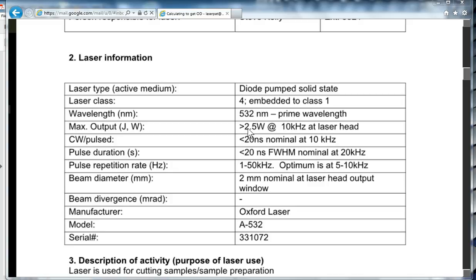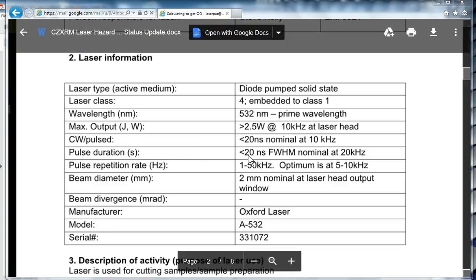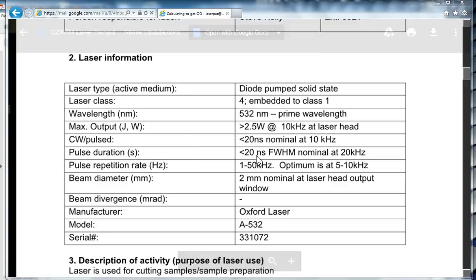So 2.5 watts will be fine to use, and this is at 10 kilohertz. Pulse duration is less than 20 nanoseconds. We'll want to take a look at that and see if we want to use 20, less than, or does it matter. Also, the optimum frequency to run at is 5 to 10 kilohertz. So this is great. 10 kilohertz is where we generate our power out. So we'll look at 10 kilohertz and see if it matters if we run 5 kilohertz. What's the difference between 5 and 10? So I think we kind of have an understanding of how the laser is going to run.